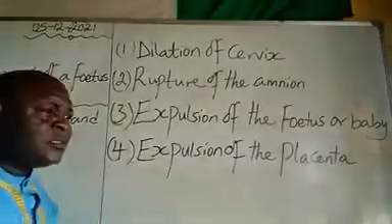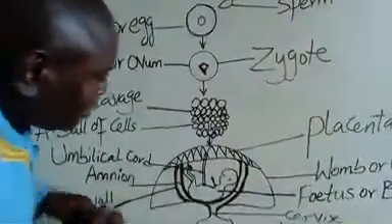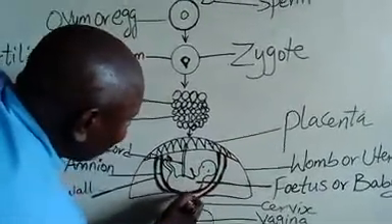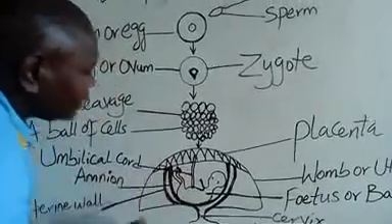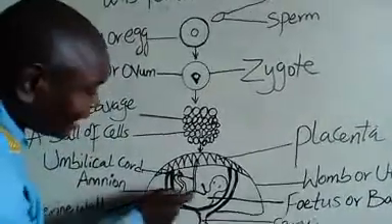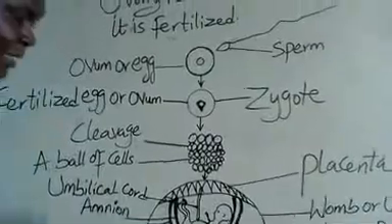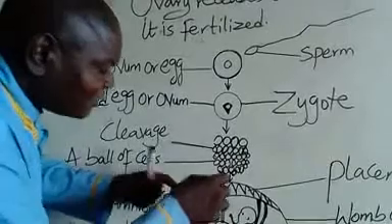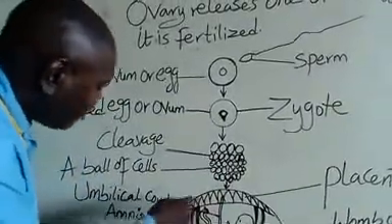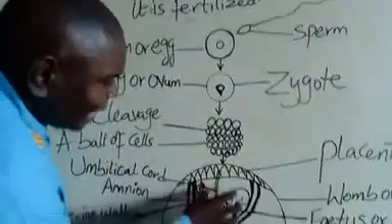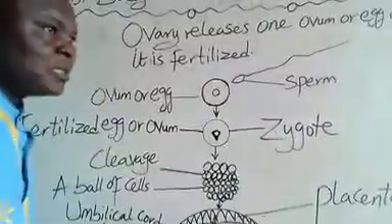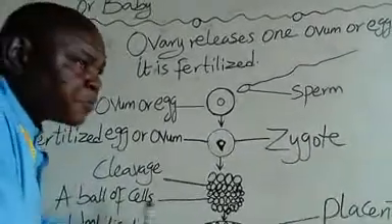The amnion, look at the amnion. Amnion is here protecting the baby. It has an amniotic sac which contains amniotic fluid that protects the baby from physical damage. It serves as a shock absorber.